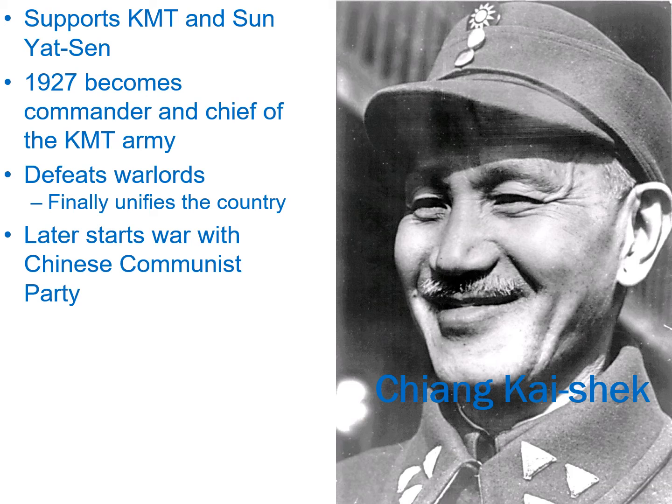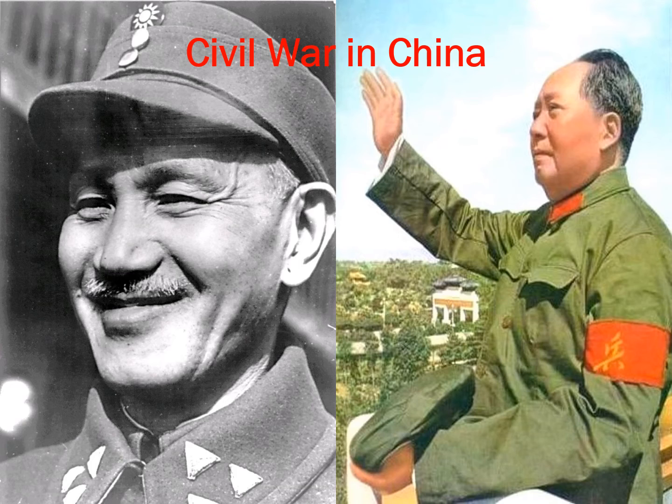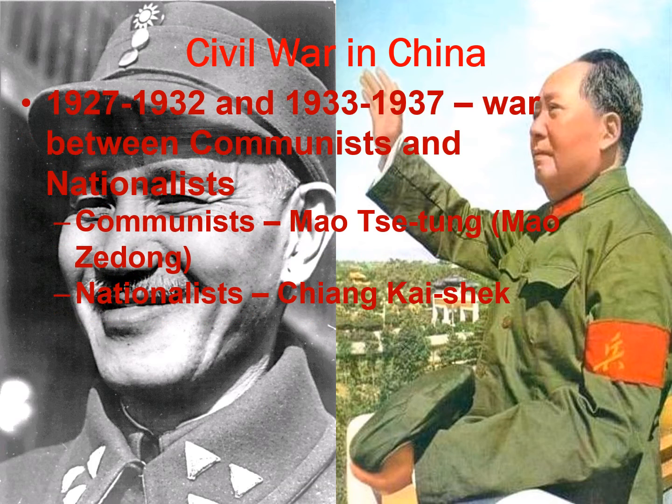In 1927, Chiang Kai-shek became commander-in-chief of the Kuomintang Army, and Chiang Kai-shek was able to defeat the various warlords across China and begin the process of unifying China. Think once again of the dynastic cycle. However, later on, the war would start with the Communist Party, and eventually Chiang Kai-shek and the Kuomintang would lose the war with the Communists. And the war was actually a civil war, with Chiang Kai-shek representing the nationalists and Chairman Mao Zedong representing the communists. In 1923 and 1933 to 1937, there was war between the communists and the nationalists.